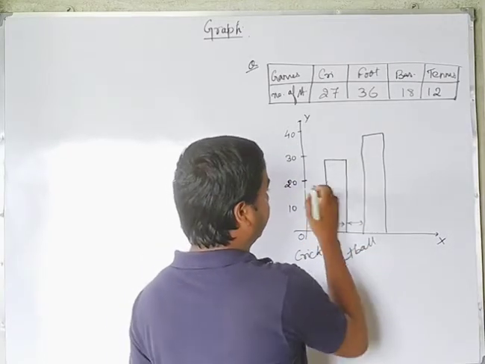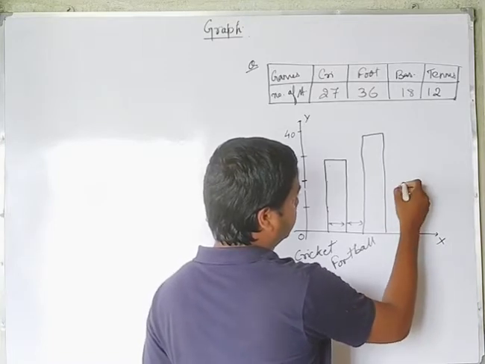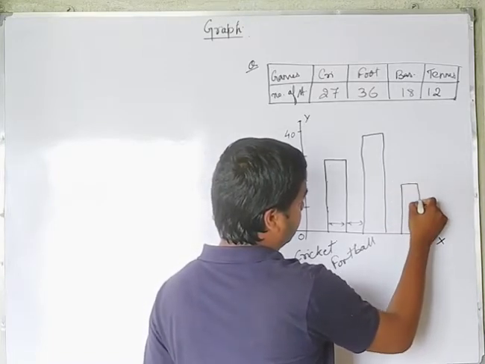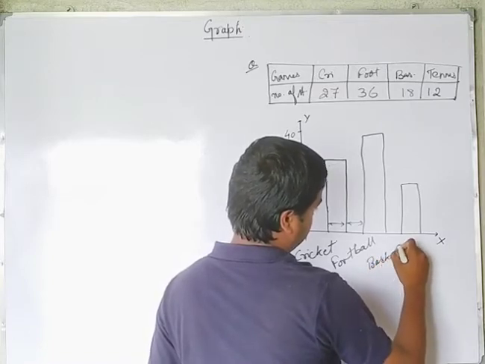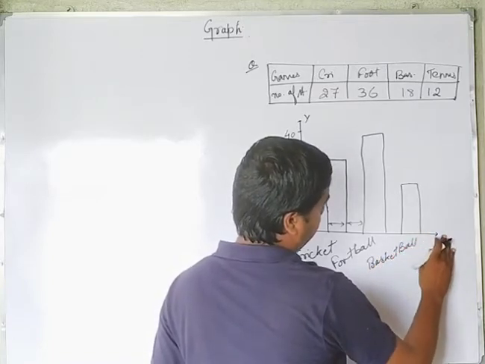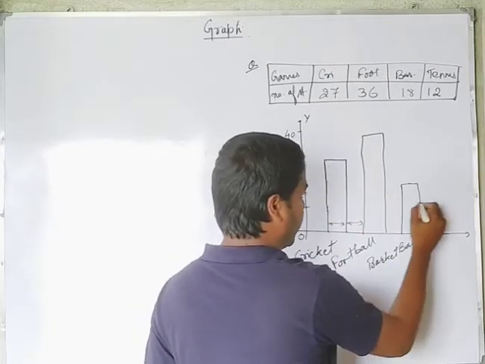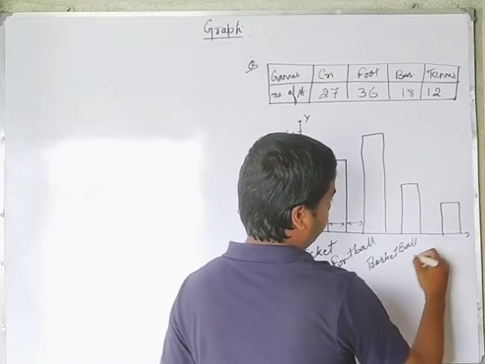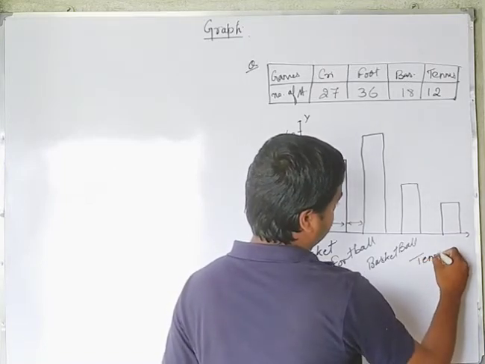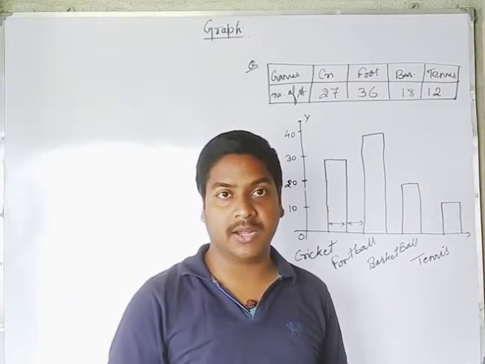Afterward, 18 will come here. In the same way we will draw one here. This is for basketball, right here. Write basketball. The last one is for tennis, and that is till 12. It will come till here only. For here, write tennis. This way, we are able to make any bar graph.